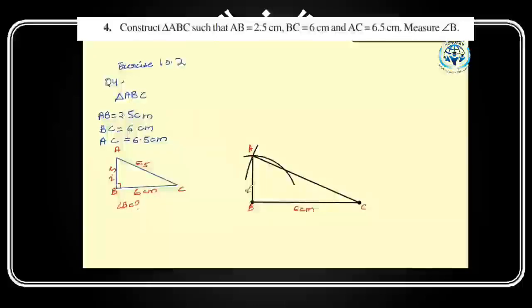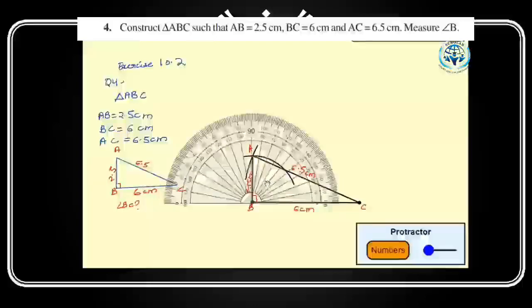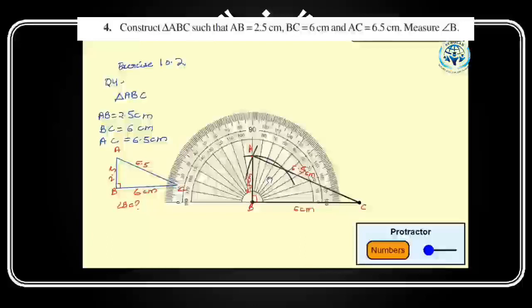Now the last step. Yes, we have to measure the angle B. We will use the protractor for this. Adjusting the protractor, we get angle B as 90 degree. That means it is a right angled triangle. Your exercise 10.2 is complete. You can get a number of questions on internet. Practice a lot. Score the best marks in exams.